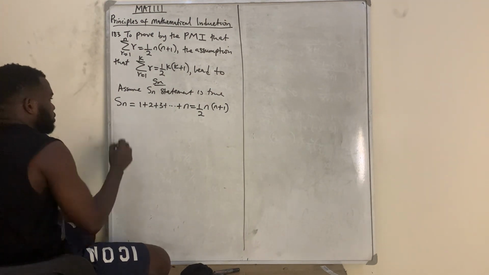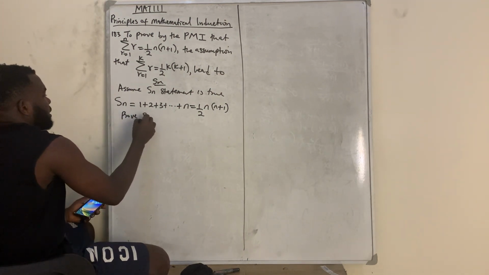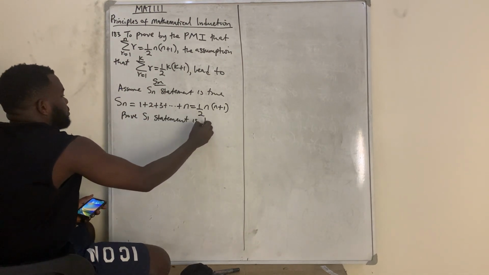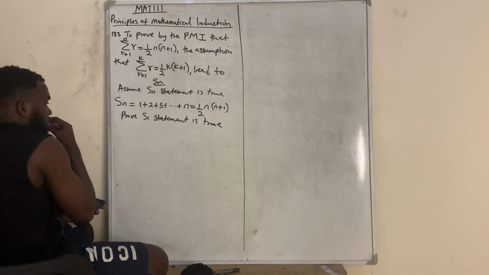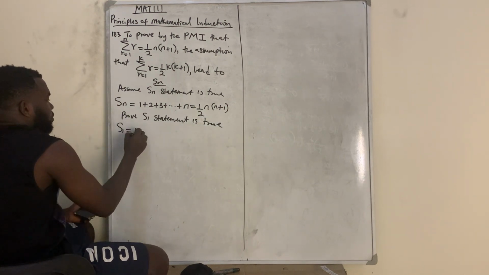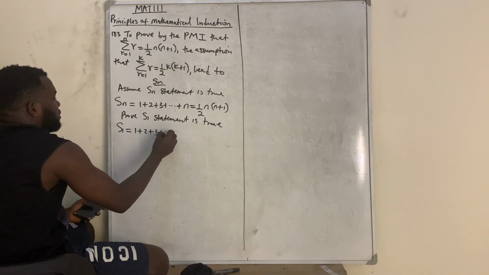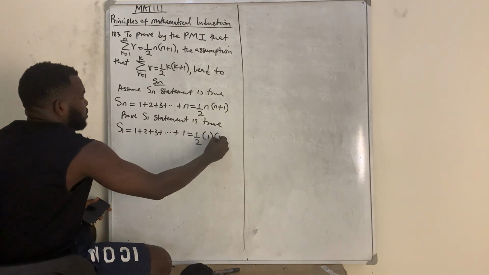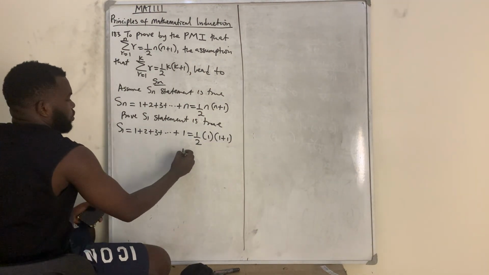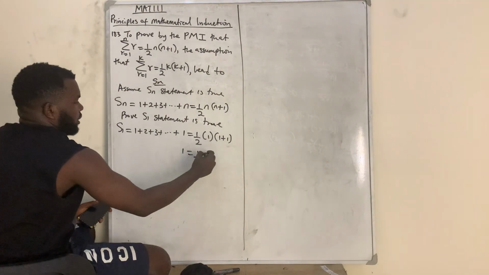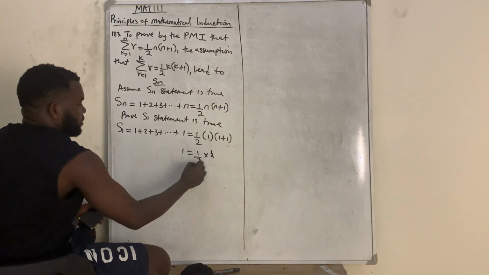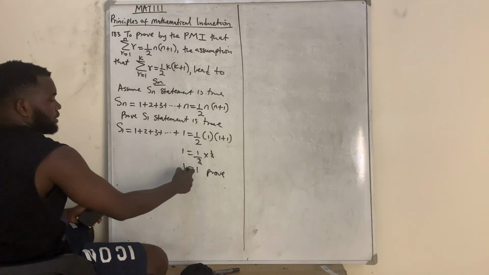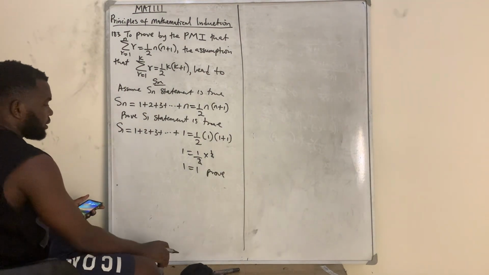Now the second thing you do is to prove that the S1 statement is true. That is, S1 is equal to 1 plus 2 plus 3 plus dot dot dot plus, now put 1. 1 is equal to 1 over 2 into 1 plus 1. Okay, so 1 is equal to 1 over 2 times 2, which is, this cancels this. You see that 1 is equal to 1. So this is proved. All right, so when you get that the left hand side is equal to the right hand side, then you continue.